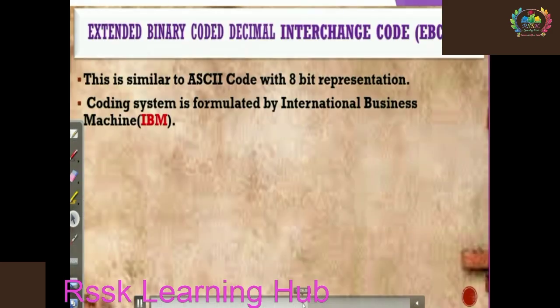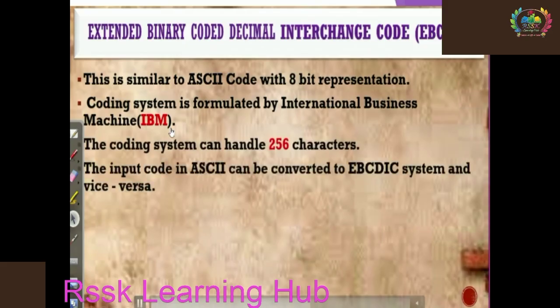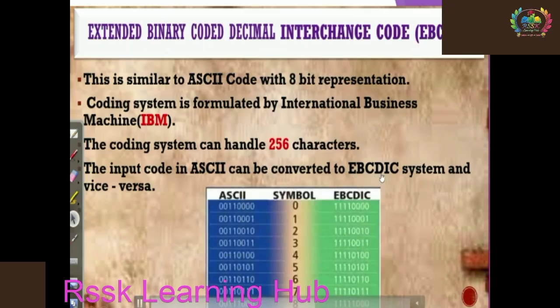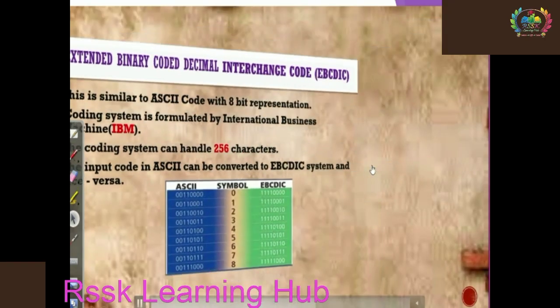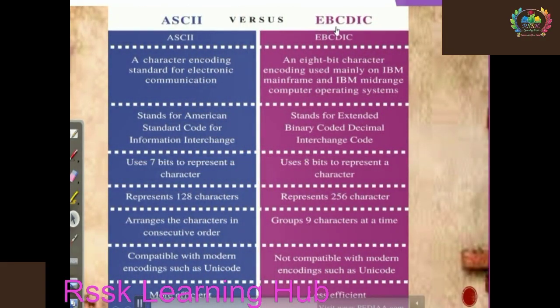Now coming to Extended Binary Coded Decimal Interchange Code, it is more or less similar to your ASCII code, with 8 bits. It was developed by IBM, that is International Business Machines, whereas ASCII was generated by the US, America. This code handles 256 characters. ASCII can be converted to the EBCDIC system, and EBCDIC can be converted to ASCII. Vice versa, you can change. So this is ASCII versus EBCDIC. Just make a note of it.